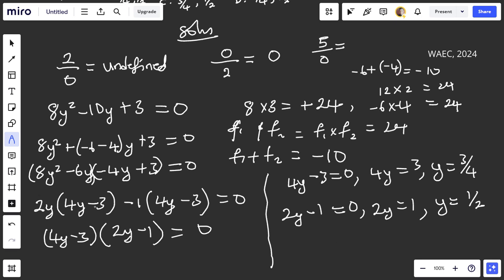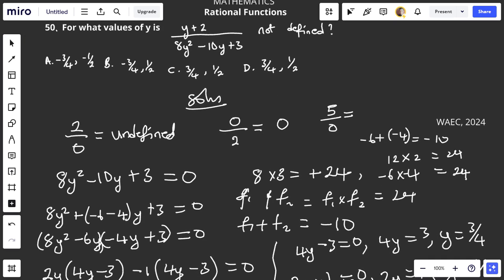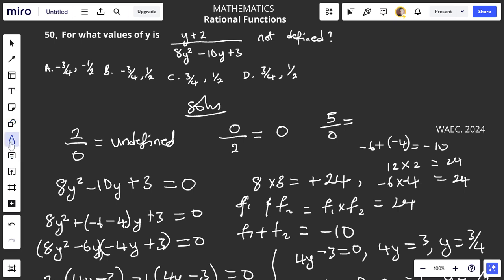So the values of y that will make the denominator 0 are y equals 3 over 4 and y equals 1 over 2. Which of our options agrees with that? That's option D. So option D is the correct answer. These are the values that will make our expression undefined. Thank you.